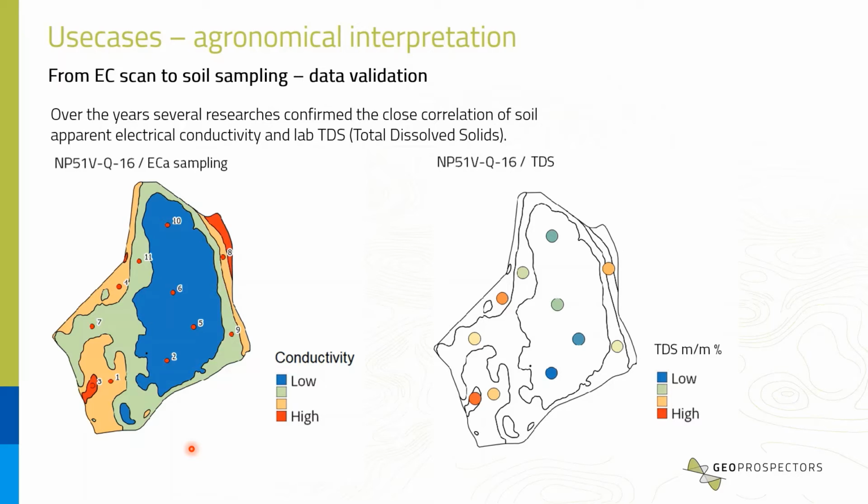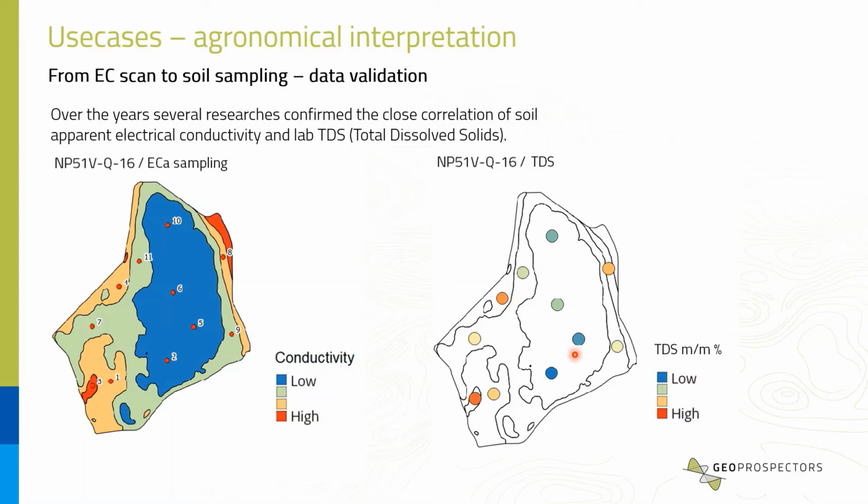The best way to validate the dataset is to check the total dissolved solids from the laboratory results. On the internet, you can find several studies confirming the close linear correlation between the soil apparent electrical conductivity and the total dissolved solids. Therefore, in the spots where you have high conductivity, you also have to have high total dissolved solids. In this example, you can see clearly that the conductivity and the total dissolved solids are completely matching.